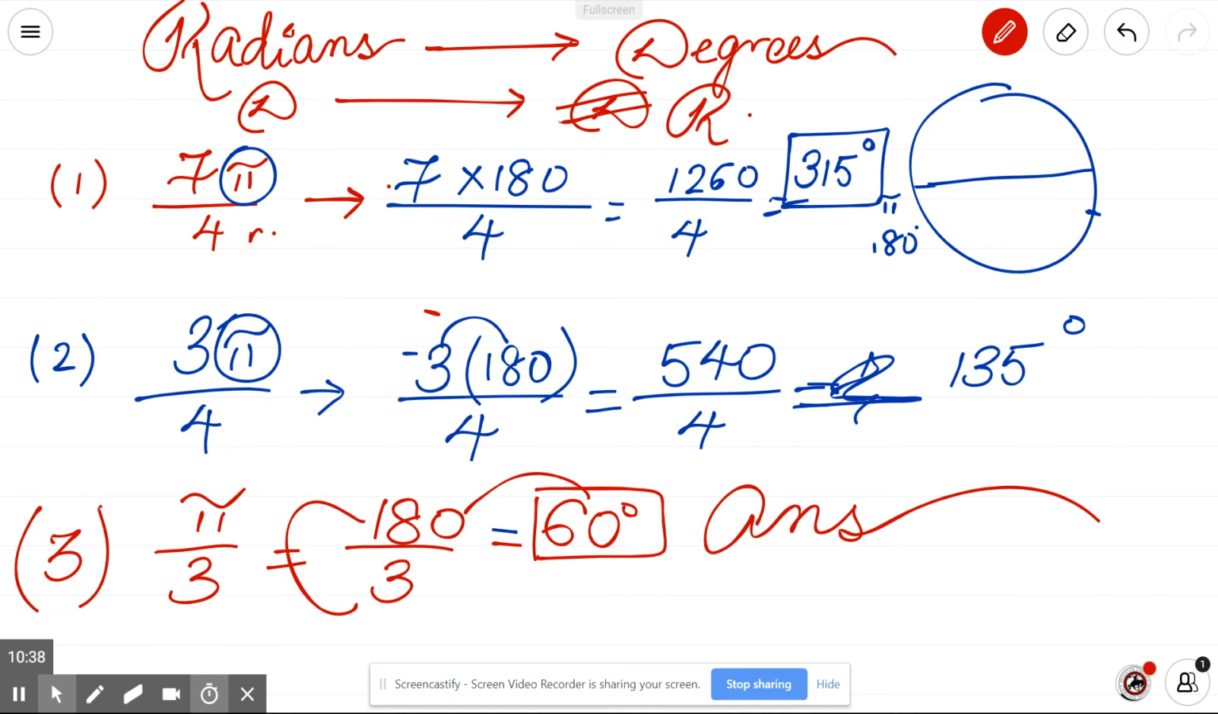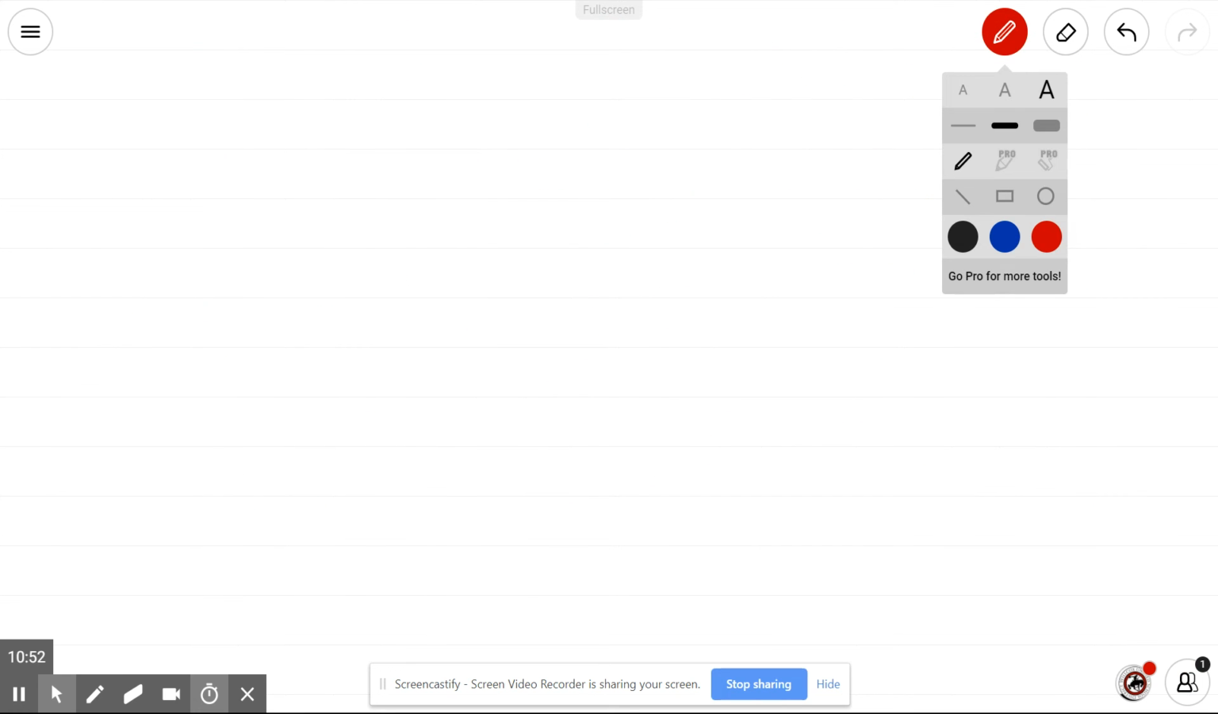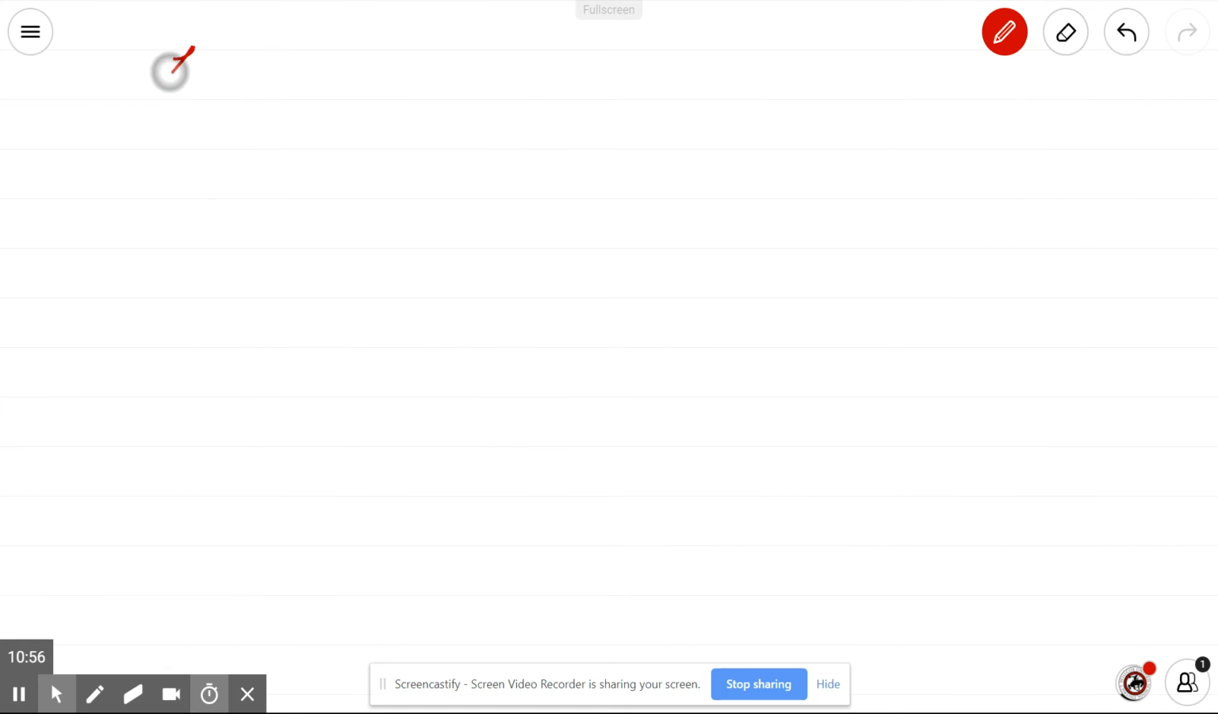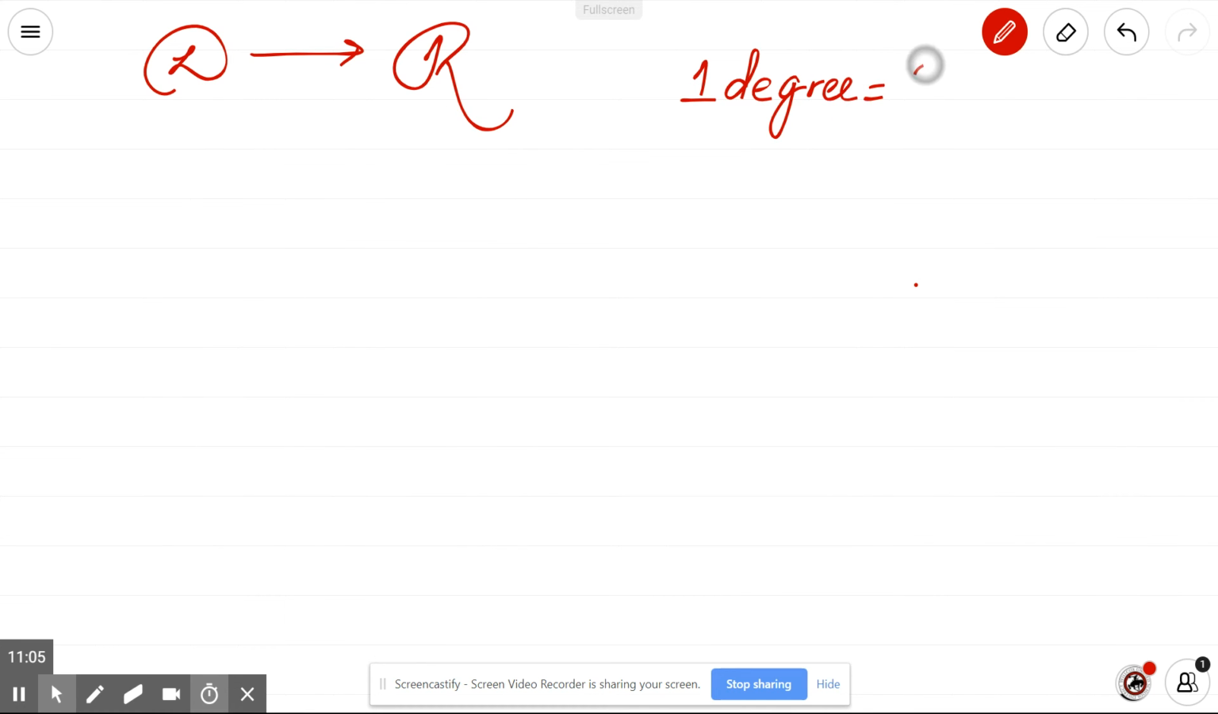So go ahead, pause and take notes on these. These were just 3 examples that I did, and I hope it makes some sense. We'll move on to a couple of examples, but before that, let us see this fly away. There it's gone. All right, now we are going to convert, students, degrees to radians. Now for degrees to radians, you need to understand 1 degree equals pi over 180, because pi equals 180 degrees.